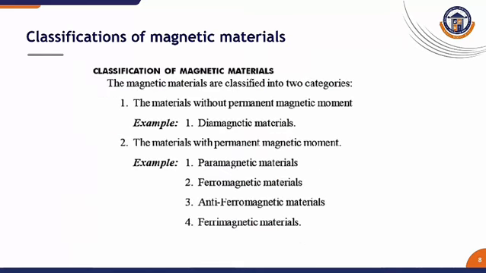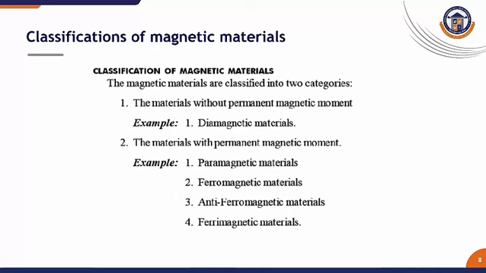And then classifications of magnetic materials. The magnetic materials are classified into three categories. The first one is diamagnetic material, and then paramagnetic material and ferromagnetic material. In this classification, there are materials without permanent magnetic moment and materials with permanent magnetic moment. The material without permanent magnetic moment is, for example, diamagnetic material. The materials with permanent magnetic moment are, for example, paramagnetic material, ferromagnetic material, and antiferromagnetic material, and ferrites.